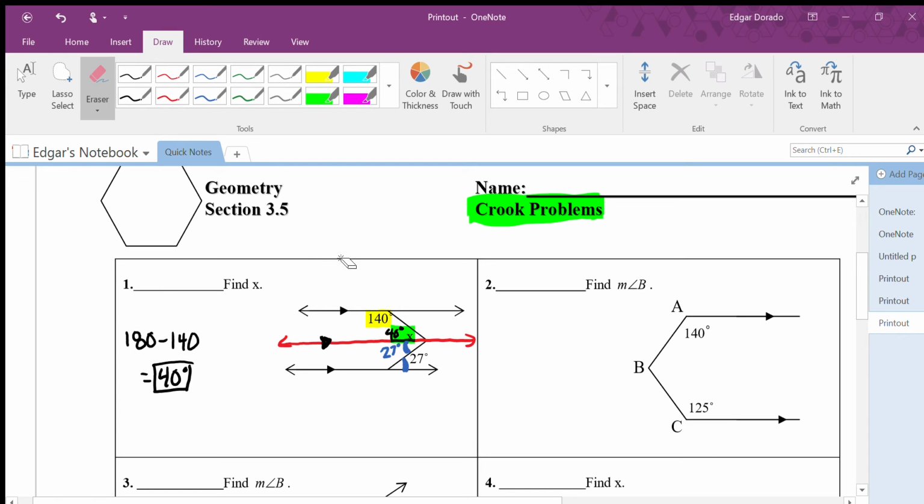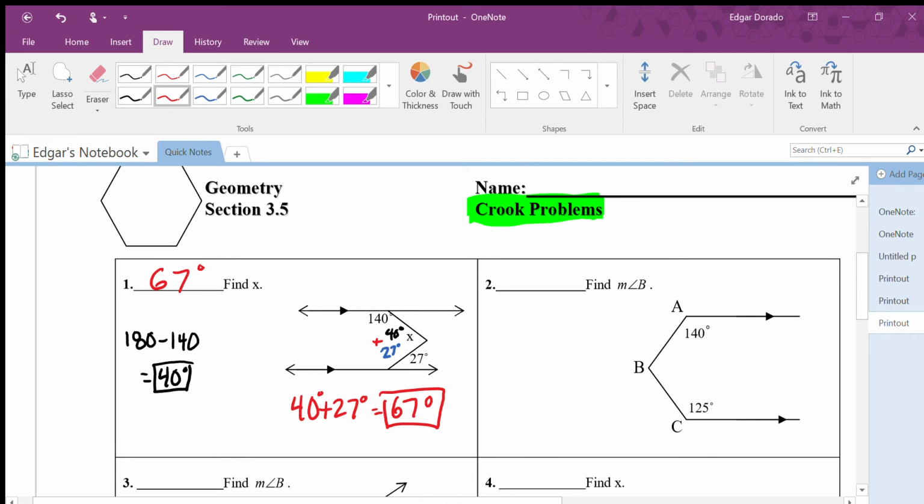Okay, so once again, I'm going to go ahead and delete all this information. And now, notice I have the two pieces of my x that I need. So I'm actually going to go ahead and get rid of this line now. So what do I really have here, guys? I have that angle x is 40 plus 27. And what would that give me? 67 degrees.